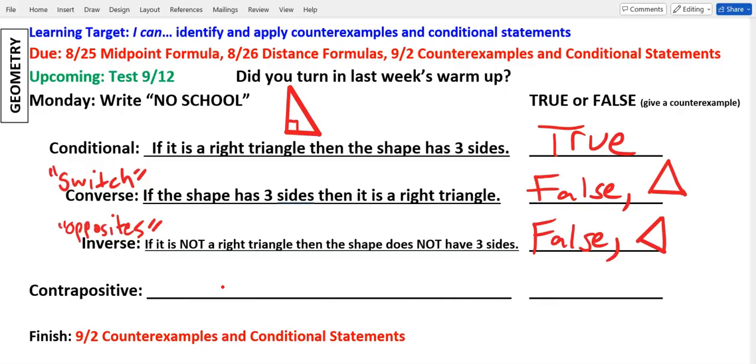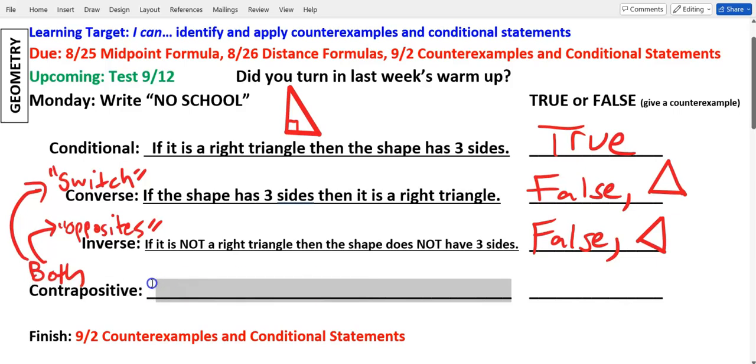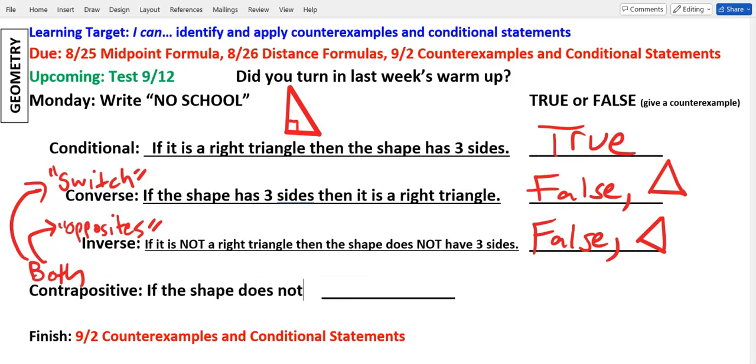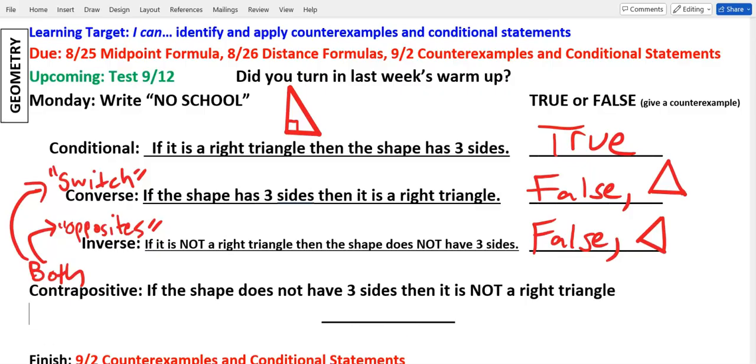All right. Last one. Contrapositive. The multisyllabic word, the longer one, the weird one, that is both, right? You're going to do both switching and opposite, not. Okay. So, back to the original. You're going to take the end, the conclusion, the shape has three sides, and make it opposite. The shape does not have three sides. So if the shape does not have three sides, then take that hypothesis, it is a right triangle, make it opposite. It is not a right triangle. So again, not.